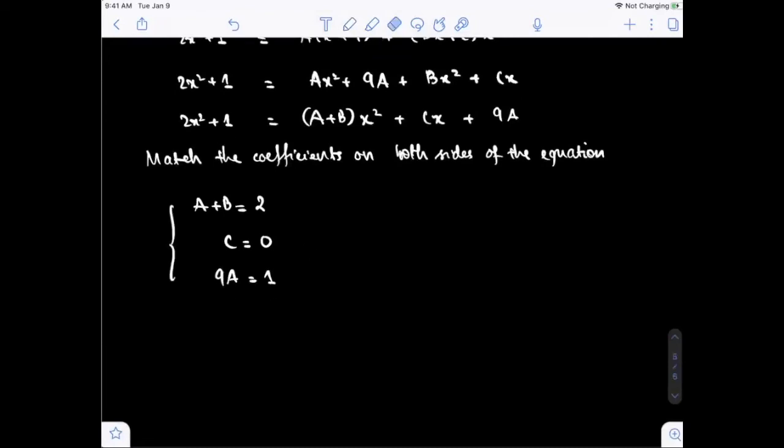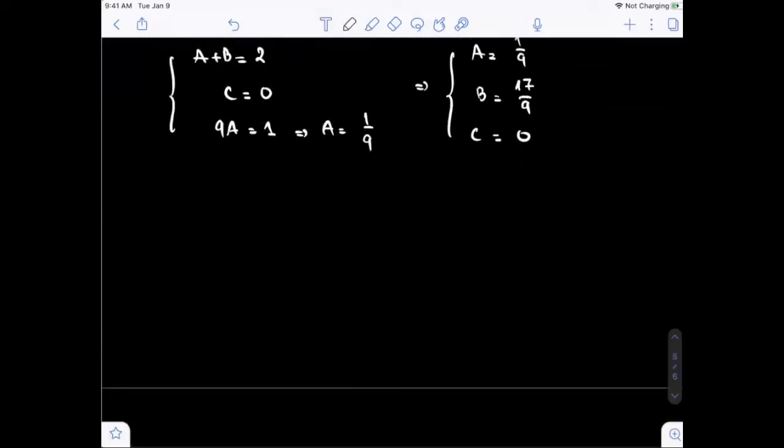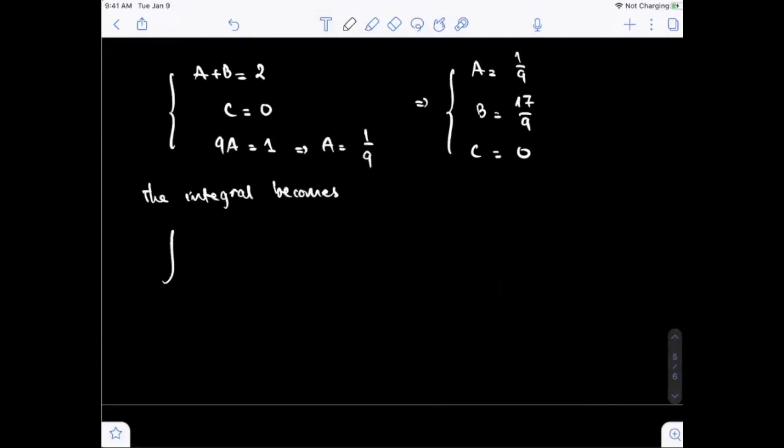So you know that c is equal to 0. From here we can obtain that a is equal to 1 over 9. So I have a equal to 1 over 9. c is equal to 0. So what is b equal to? 17 over 9. So the integral becomes, you have the integral of 2x squared plus 1 divided by x times x squared plus 9 dx.